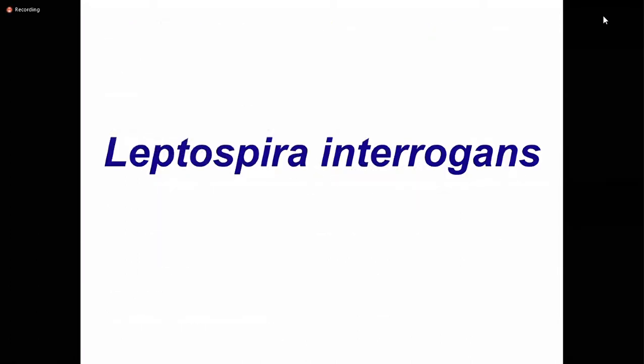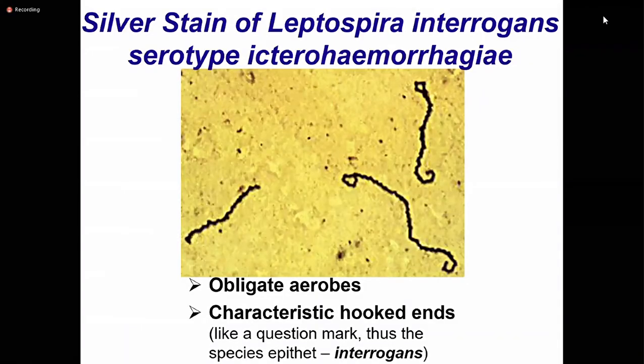The other one is Leptospira interrogans. Originally, a few years ago, it was named icterohaemorrhagiae. From the name, it is related to hemorrhage. It is one of the obligate aerobes, and it is characterized by what you call a hooked end, as you see in the slides here.